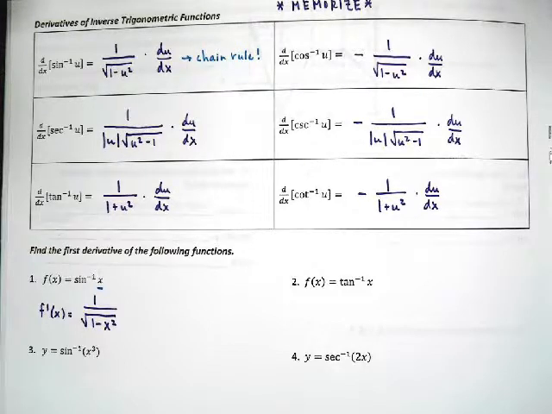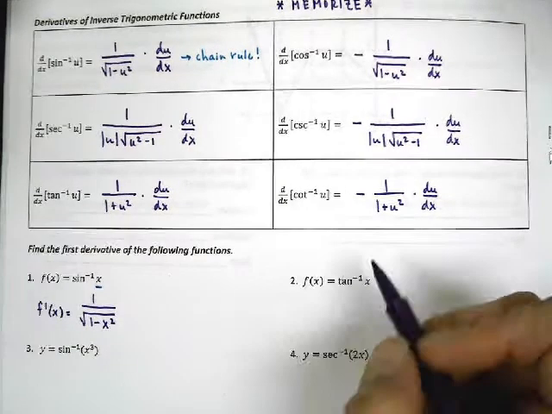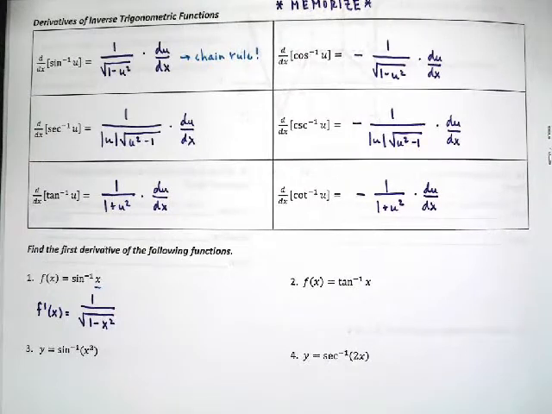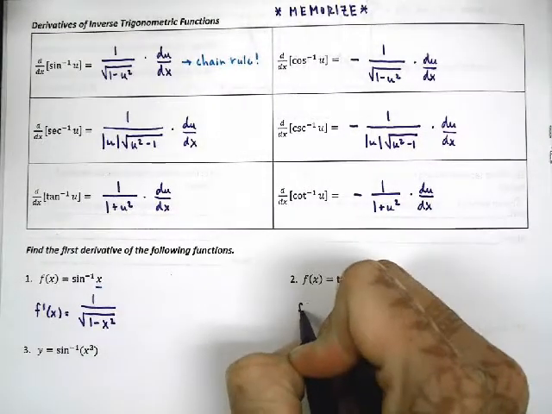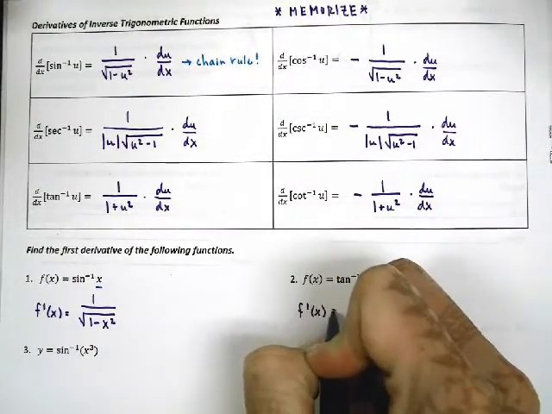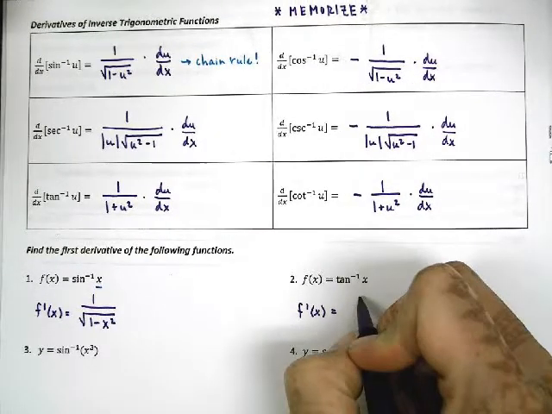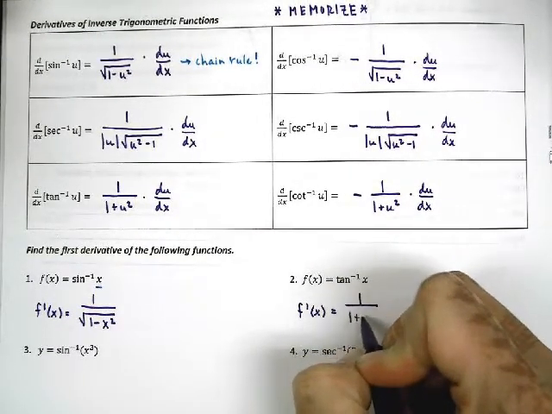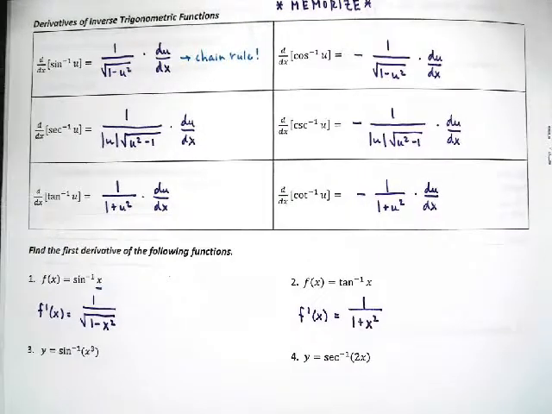Okay, for number 2, I have inverse tangent now. Again, this is just x, so I don't have to worry about the chain rule. So this is just testing, do I know that derivative? So for inverse tangent, I know that's just going to be 1 over 1 plus x squared.